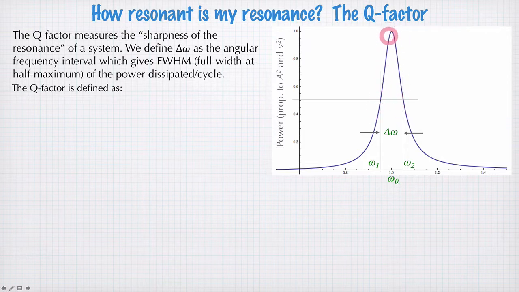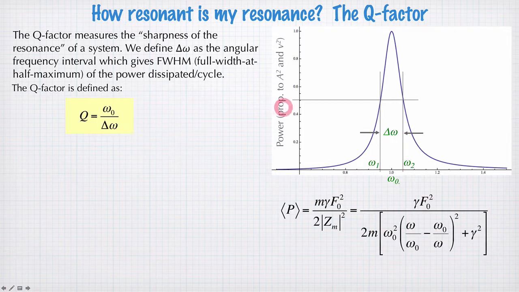Now there's a point here when we go down the curve where the power dissipated is half the maximum. And so we measure the frequency difference between this point and this point, where we both have half the maximum dissipated power, and this is called the full width at half maximum, and we call that frequency difference delta omega, the difference between omega 1 and omega 2. The Q factor is defined as the resonant frequency, omega naught, divided by delta omega. So it's this equation here.